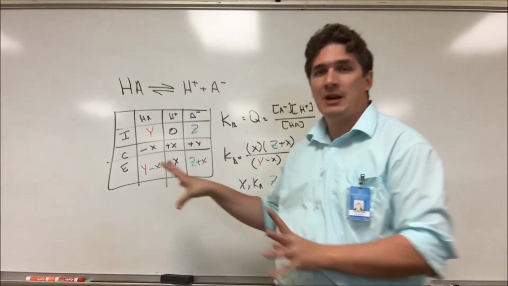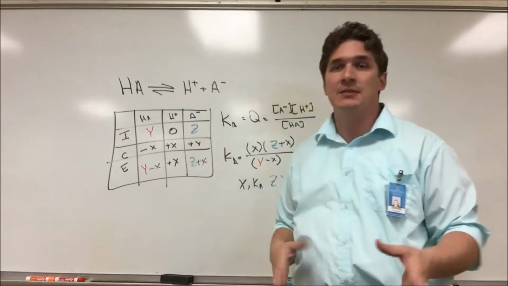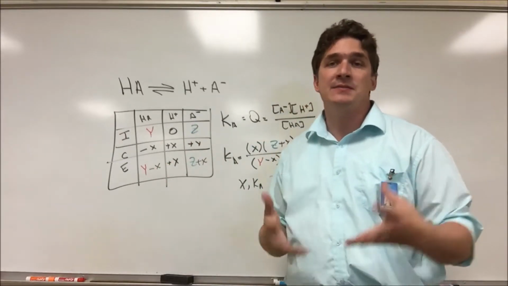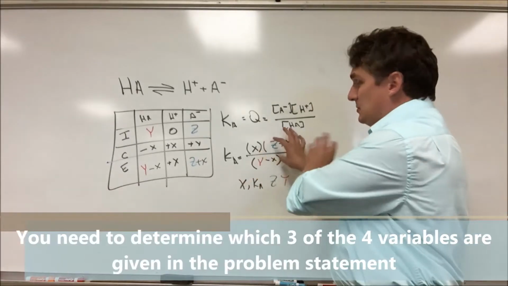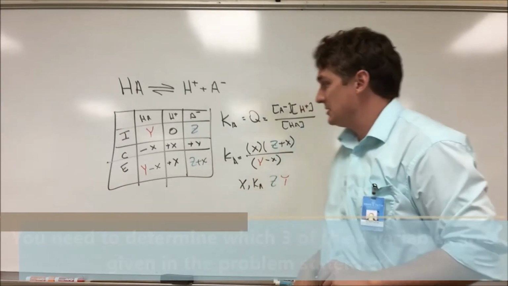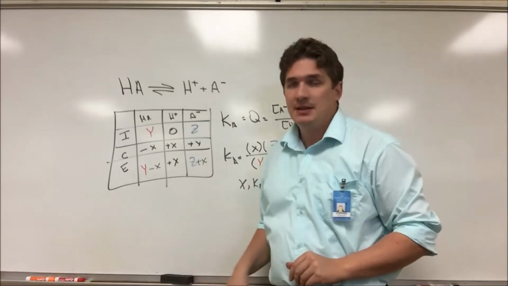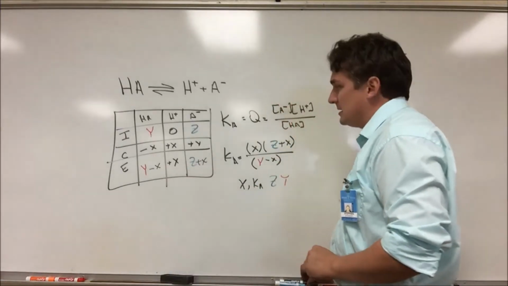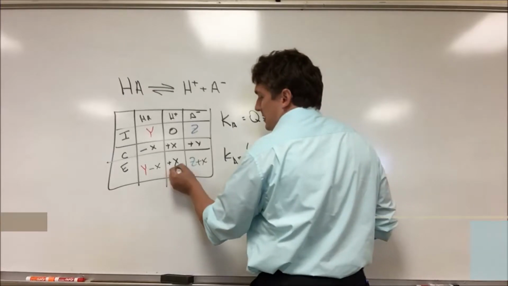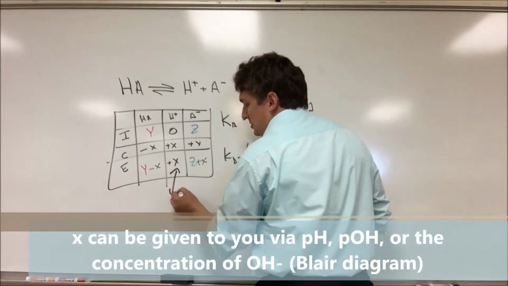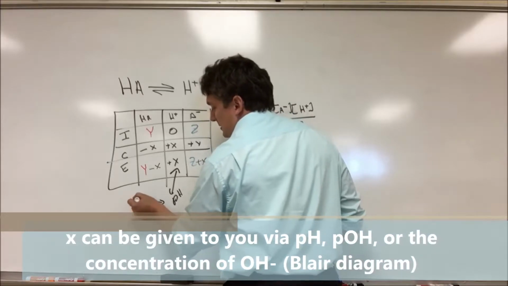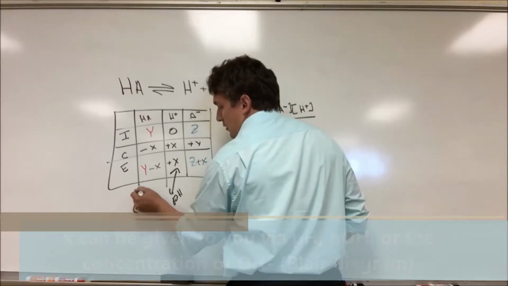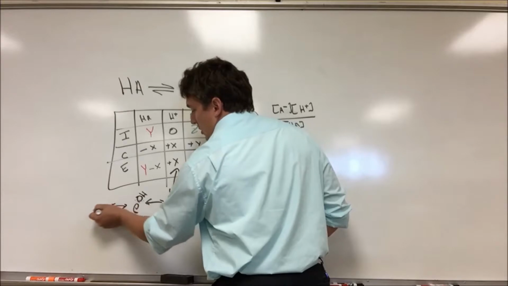So what you need to look at whenever you approach a buffer problem is to ask yourself, what am I given and how does this information relate to these 4 variables? Because you can't solve this relationship unless you've got 3 of the 4 variables. So when it comes to X, X is our concentration of H plus, but we can relate our concentration of H plus to pH. And we can also relate pH to pOH if we're given it, pOH, or even OH minus.